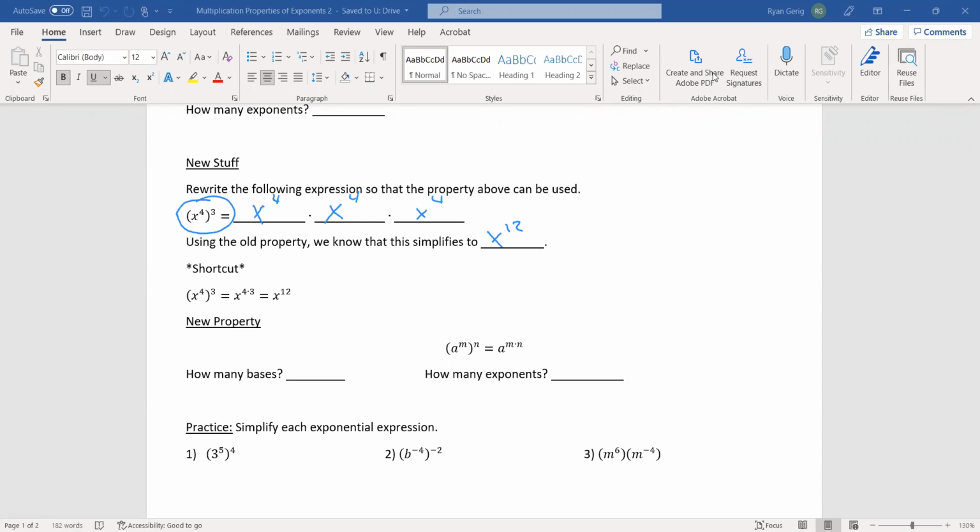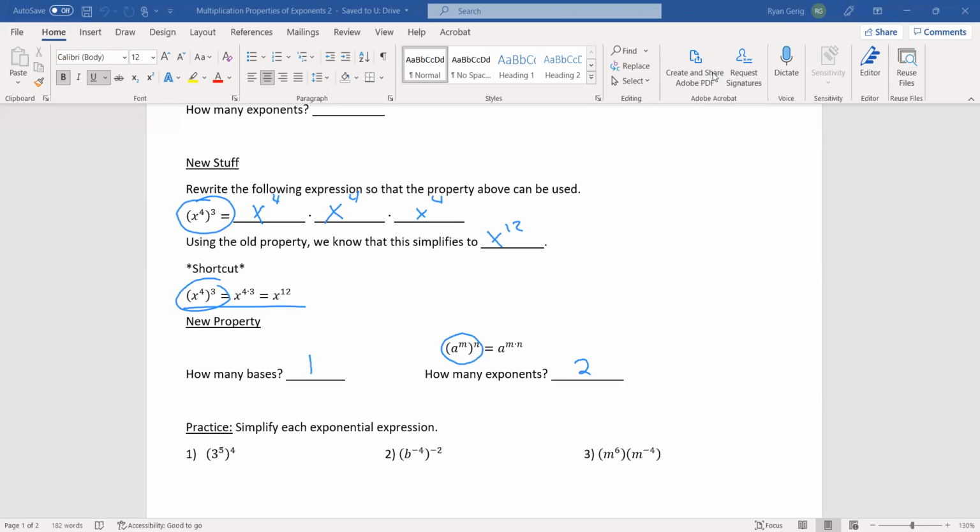Well, 4 times 3 is what you would do. So x to the 4th to the 3rd power equals x to the 4 times 3, which equals x to the 12th. So what new property helps you understand it and differentiate between what we did before and what we're doing now? How many bases do we see when we start this? 1. How many exponents does that base have? 2. Again, another place we're seeing it right here: a to the m to the n power is a to the m times n.